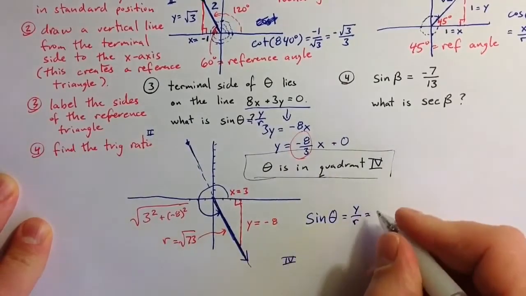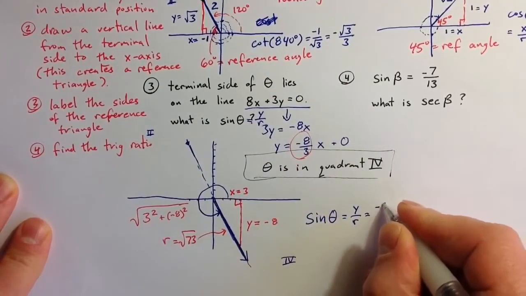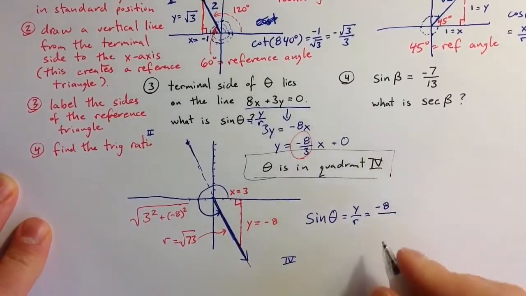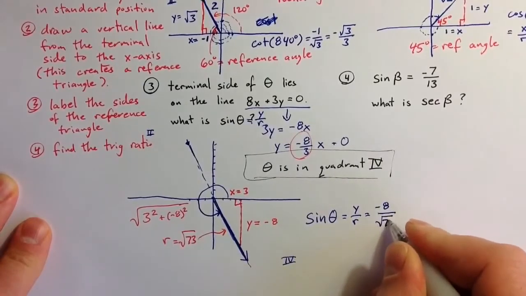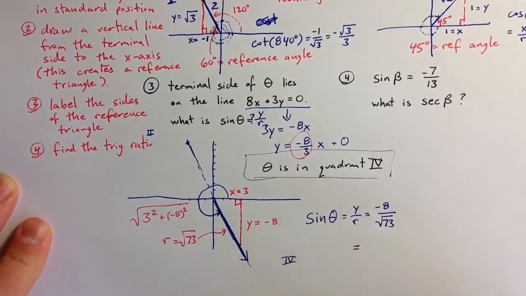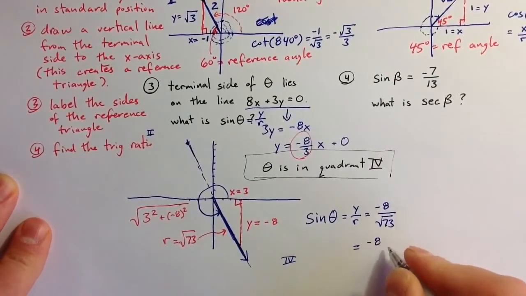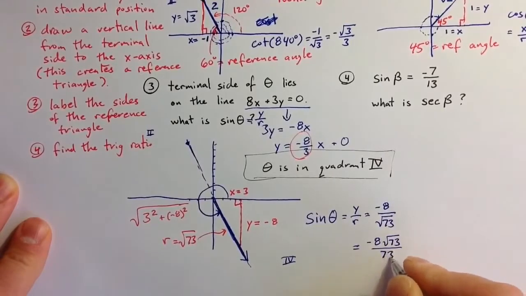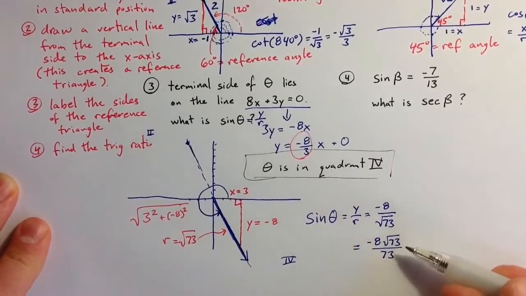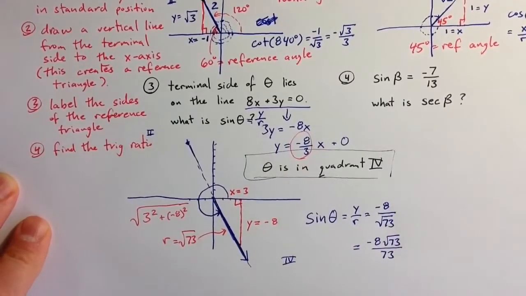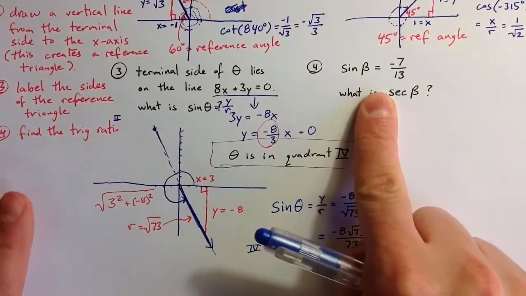Because we're in quadrant 4, the y value is negative, so I get negative 8 over the square root of 73. Rationalizing the denominator, which is kind of a nice thing to do, we get negative 8 times the square root of 73 over 73. But either of those would represent an exact answer. So you don't need to rationalize the denominator to get an exact answer, but it is kind of a nice thing to do. So let's take a look at number 4.